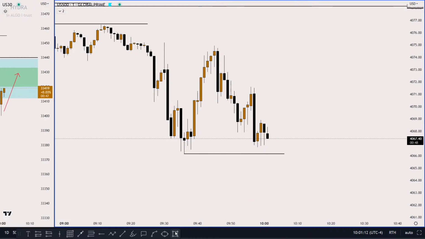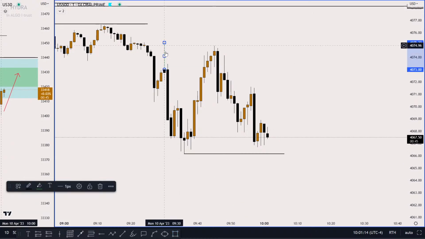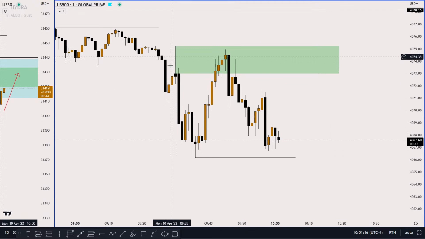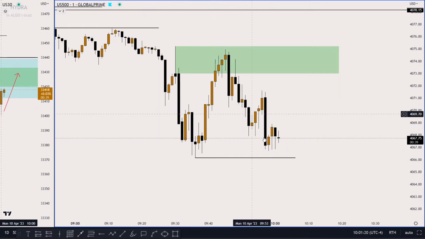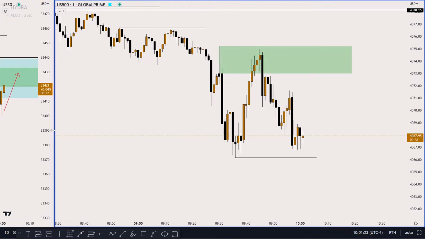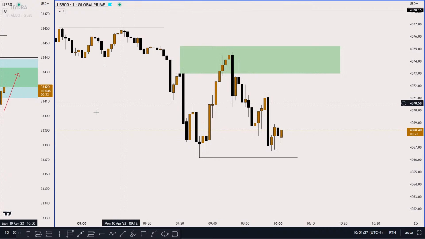Okay, so that's our propulsion block. And what do you see? Price rejected from this propulsion block, right? What is this? Is it a propulsion block or is it a rejection block? Name it. Is it a propulsion block or is it a rejection block?